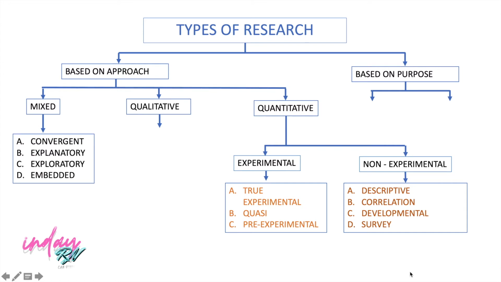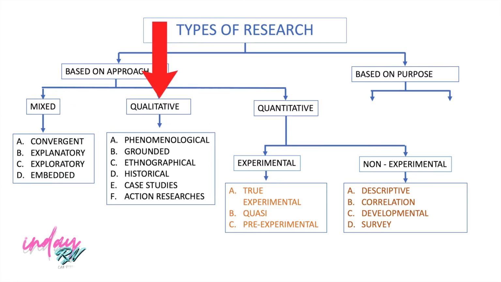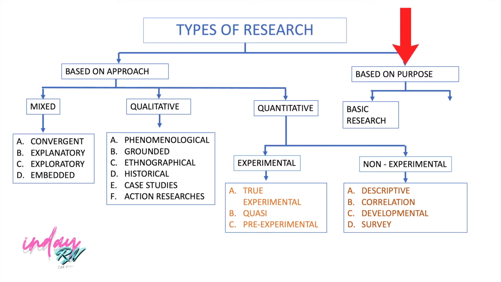Of course, here in mixed, we also need to understand the differences amongst convergent, explanatory, exploratory, and embedded. Meanwhile, in qualitative, we need to know if our research is phenomenological, grounded, ethnographical, historical, case studies, or action researches. And here in based on purpose, we need to know if the research that we are doing is just a basic research or it's an applied research.